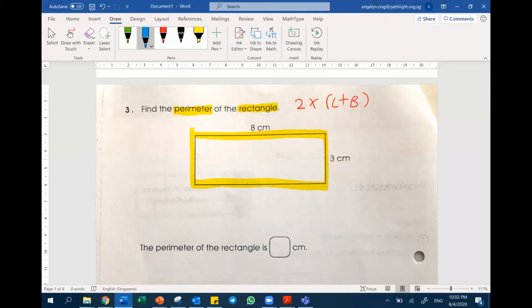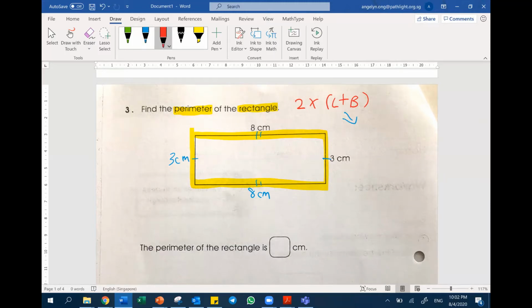So if this side is 8 cm, the long side here, this side is also 8 cm because they're opposite each other. This 8 cm. Now this short side, the breadth, 3 cm. This side is also 3 cm. Okay? So we can add 3 plus 8 plus 3 plus 8, adding all them up. Or we can also use this formula, which is 2 times of length plus breadth.